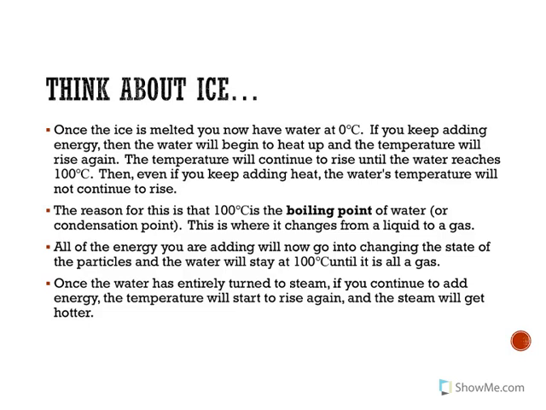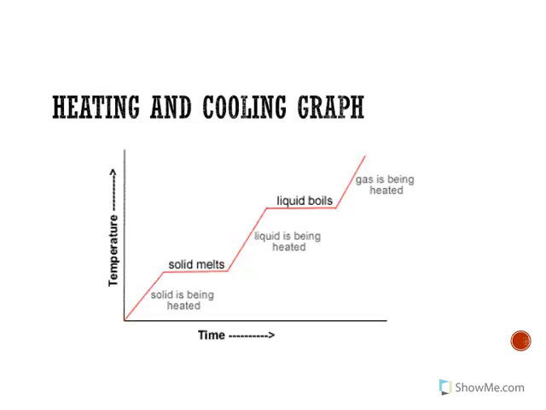The reason for this is that 100 degrees Celsius is the boiling point of water, or the condensation point. It's where it changes from a liquid to a gas. And all of the energy you're adding will now go into changing the state of particles, and the water will stay at 100 degrees Celsius until it's all a gas. And once the water has turned entirely to steam, again, if you continue to add energy, the temperature will start to rise again and the steam gets hotter.